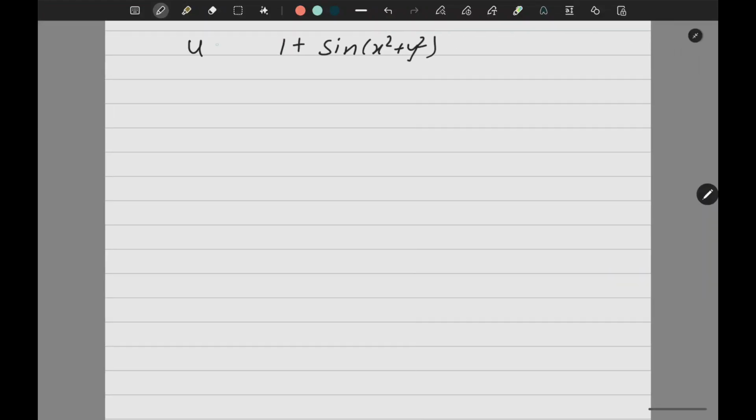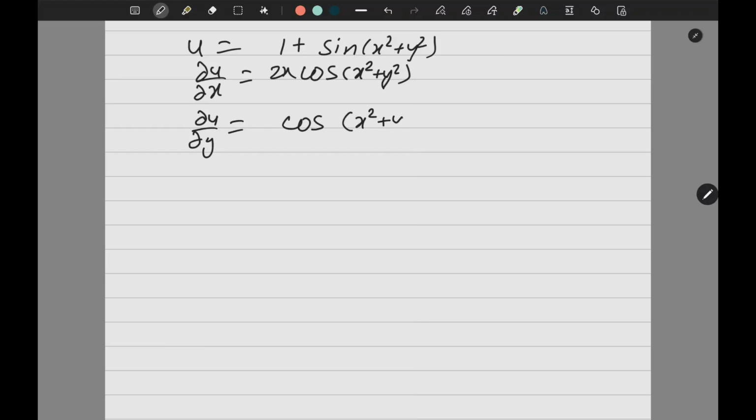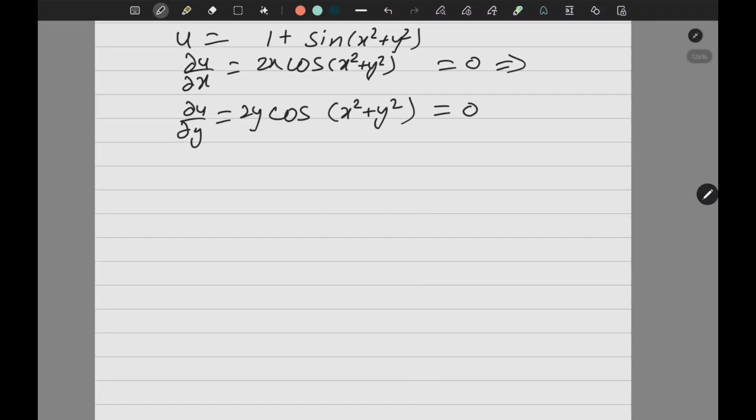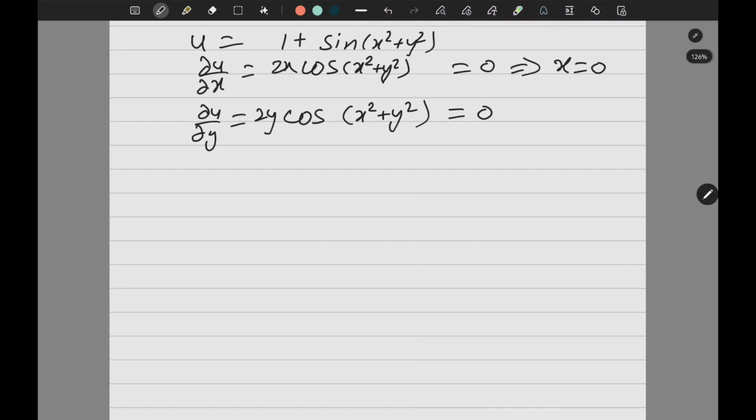Now see another question. This is a trigonometric example. U is equal to 1 plus sine of (x square plus y square). So what is dou u by dou x? Dou u by dou x is equal to cos of (x square plus y square) into 2x. Dou u by dou y is what? Cos of (x square plus y square) and 2y. Equate this to 0, equate this to 0. What will you get here? X is equal to 0.